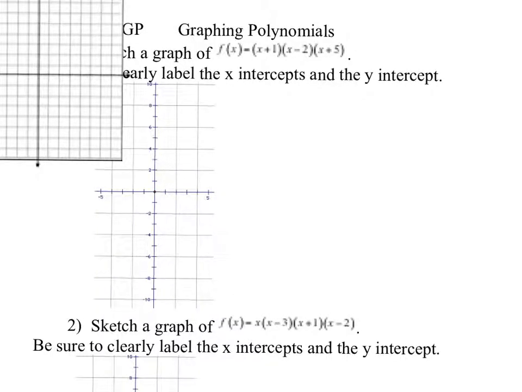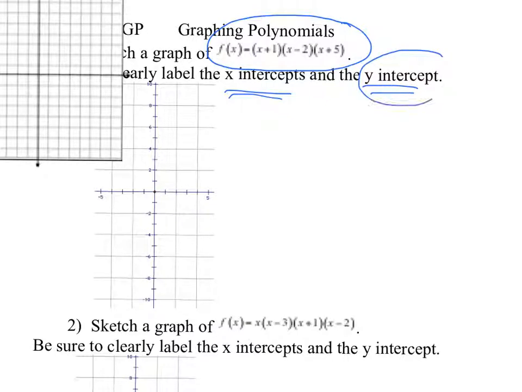Graphing polynomials. Okay, let's see how we're going to graph the polynomial right here. f(x) = (x + 1)(x - 2)(x + 5). So we're asked to find the x-intercepts and the y-intercept.